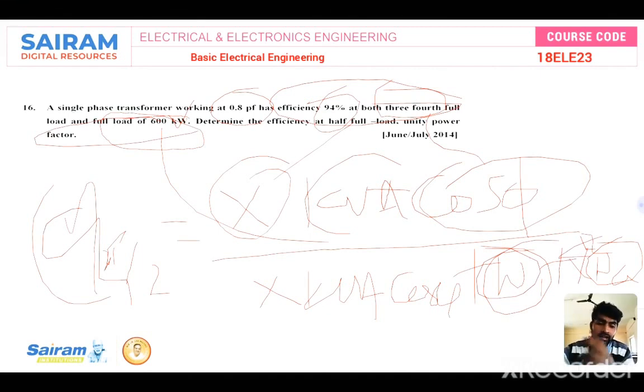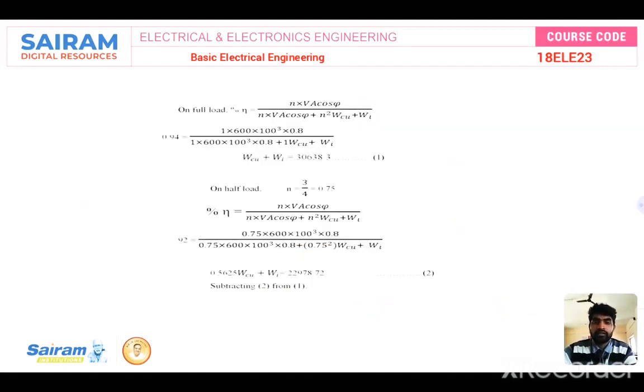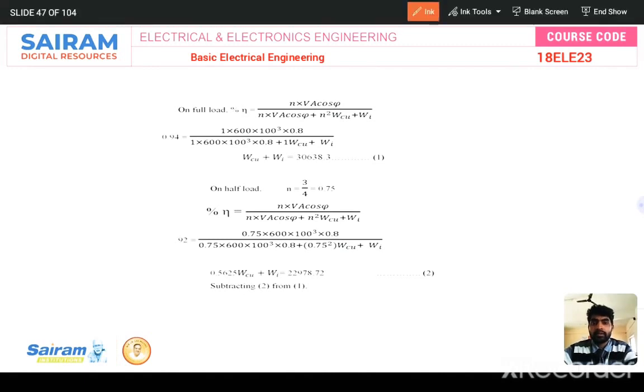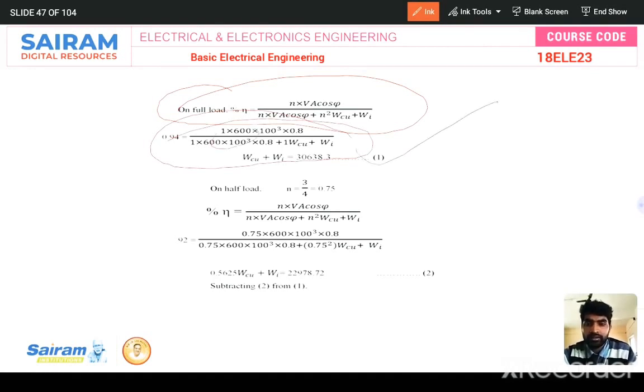Alright, so just I'll see the solution for this problem. Okay, see here the formula is same. On full load efficiency, N into VA cos phi divided by VA cos phi plus N square WCU plus Wi. In the theory we discussed, instead of N we have taken X load. Okay, you can take N also, that is up to you. The letter whatever you are choosing, you can take anything. And just to substitute the value of X, I mean N load, just for the full load you substitute N is equal to 1, you will get the equation like this.